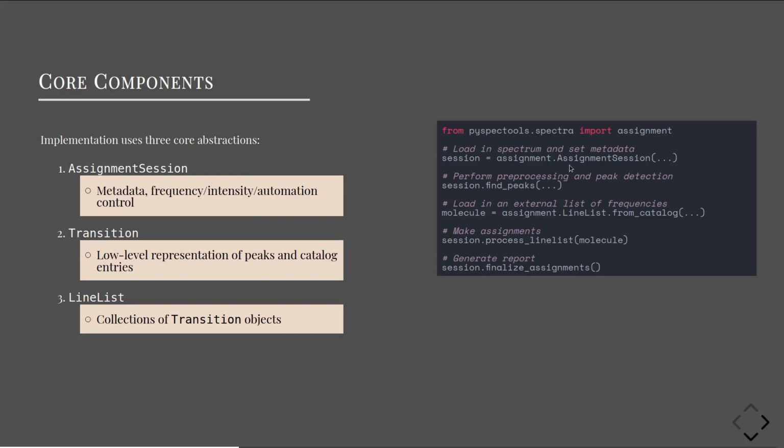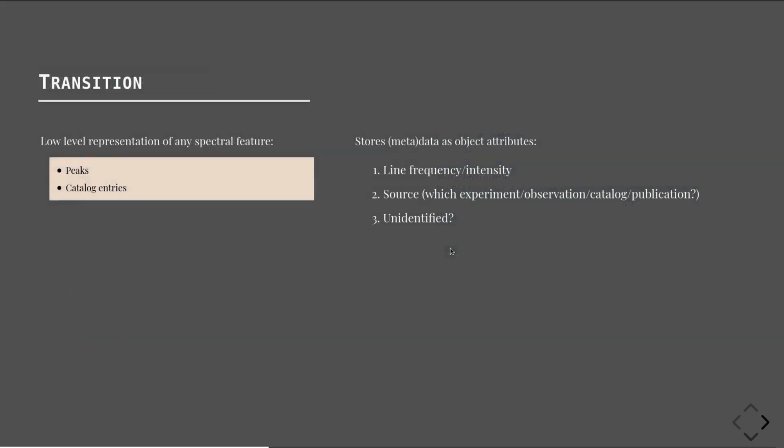So first, you load in a spectrum, including its metadata. You then perform some pre-processing and peak detection. You can then load in a literature catalog of frequencies and then correlate them with the features you've observed in your own spectrum. And so a Transition object stores data about the peak or a catalog entry as attributes, so for example, the line frequency and intensity. Also, which experiment or source or catalog that we've observed this transition in, and whether or not it's been identified.